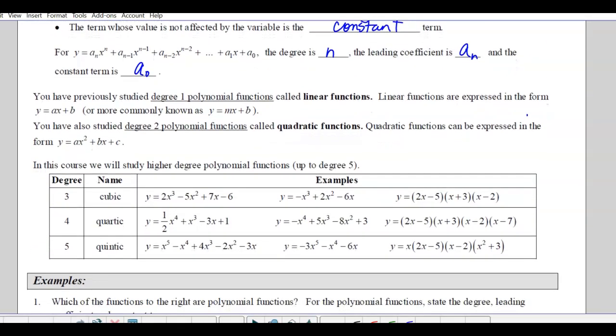You've previously studied degree 1 polynomial functions, called linear functions. They are expressed most commonly in the form y equals mx plus b, but really that m is the leading coefficient. That's an a, right? You've studied degree 2 polynomial functions, quadratics, in the last 2 units. They can be expressed in the form y equals ax squared plus bx plus c.